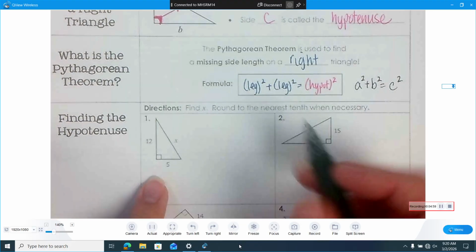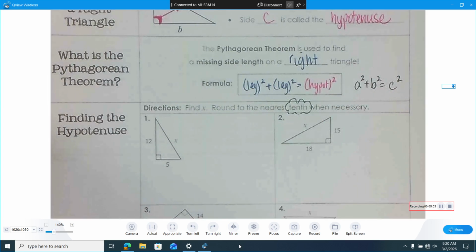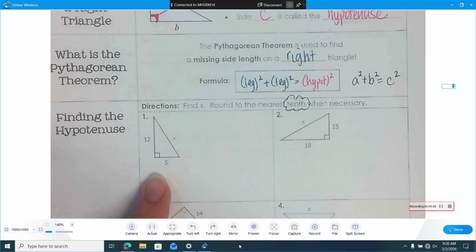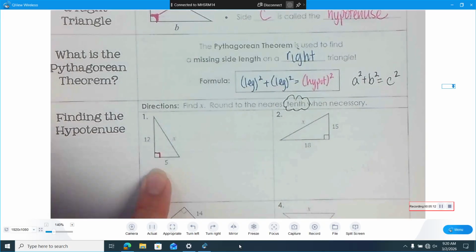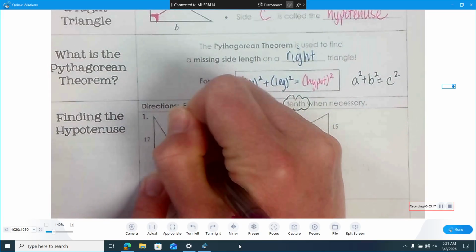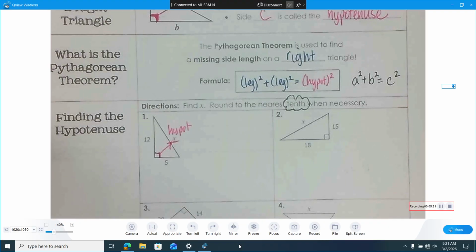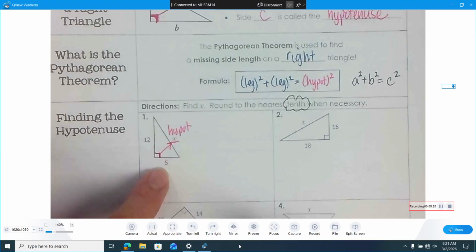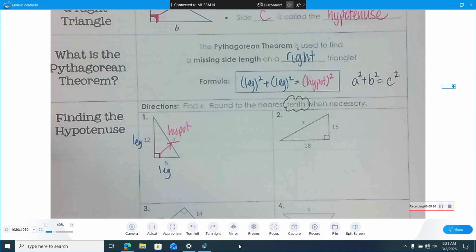So we want to find x. We're going to round to the nearest tenth when necessary. And so what we want to be able to identify first is the hypotenuse. So we have our right angle. Which number represents the hypotenuse? X. Yeah, our hypotenuse is right here. Our hypotenuse happens to be the x, okay? Which means the other things, the 12 and the 5, those are the legs, all right? The 12 and the 5 are the legs.